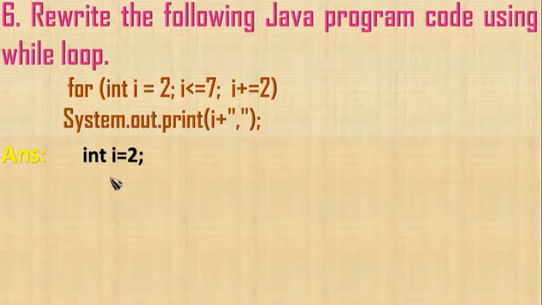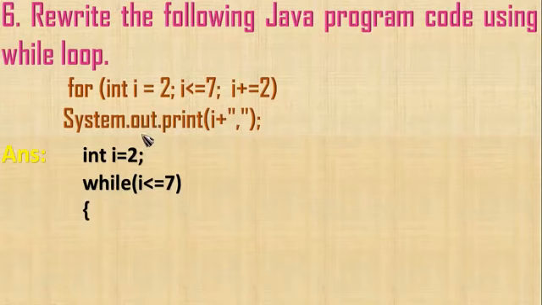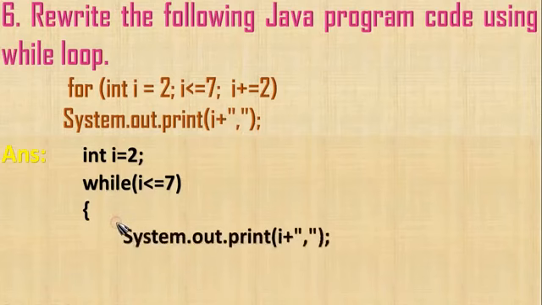Int i is equal to 2. Then we will write the while loop. The condition is i is lesser than or equal to 7, as given here, we will write. And then we open the body braces. So now we have to give this printing statement as it is. Then after printing, this increment is given there. So i plus equal to 2, and then we will close this.